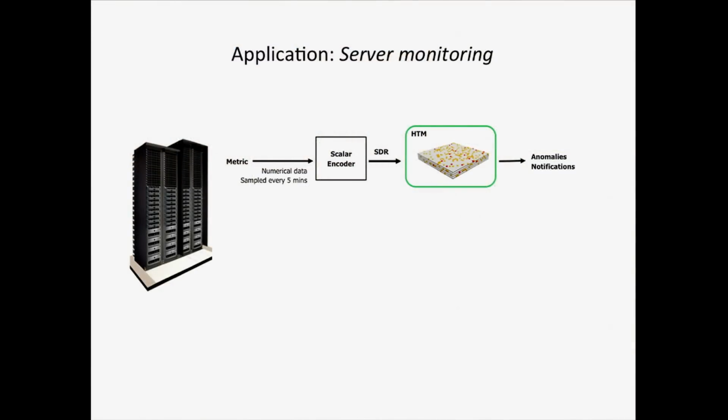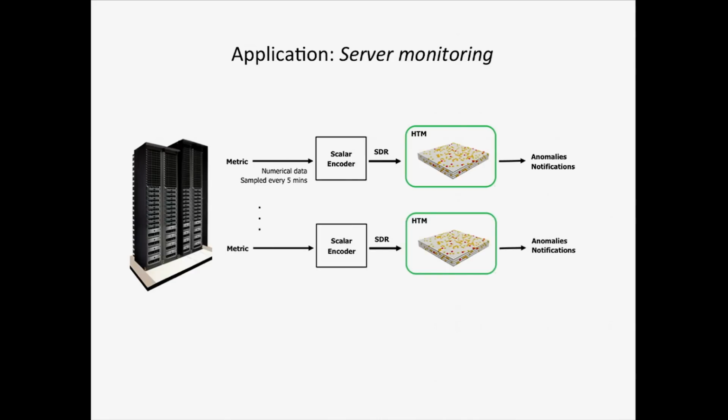And we take this and we feed it into a scalar encoder, which is what's available already. It takes a number and it creates an SDR out of it. And when we feed this SDR into HTM, HTM is going to be able to create anomalies, and whenever there's an anomaly, automatically create a notification. In that way, you can take real-time action the moment that something unusual happens in your server.